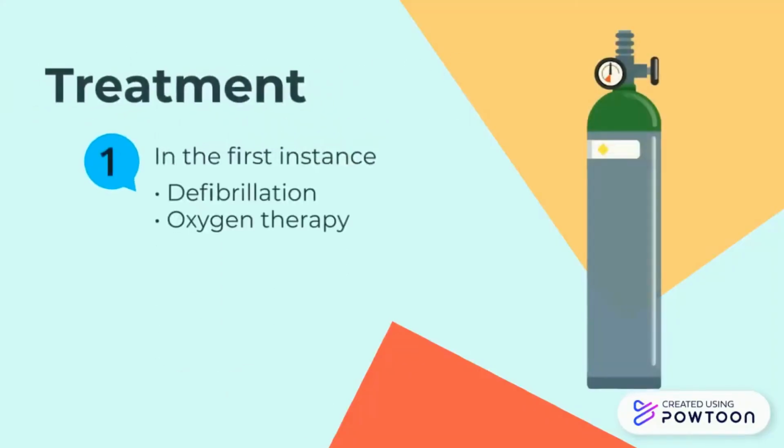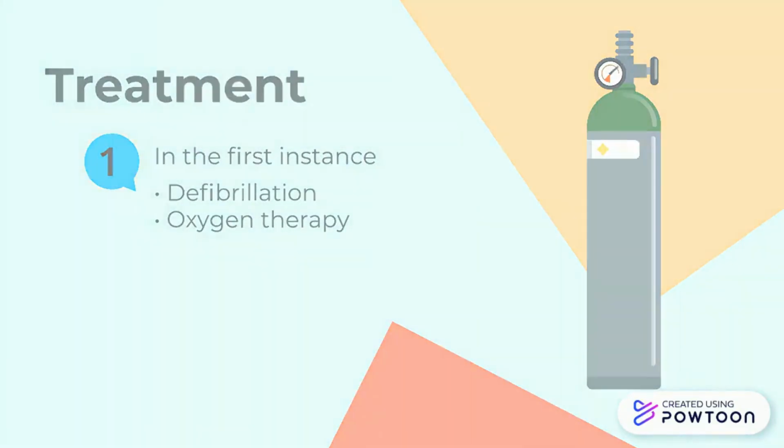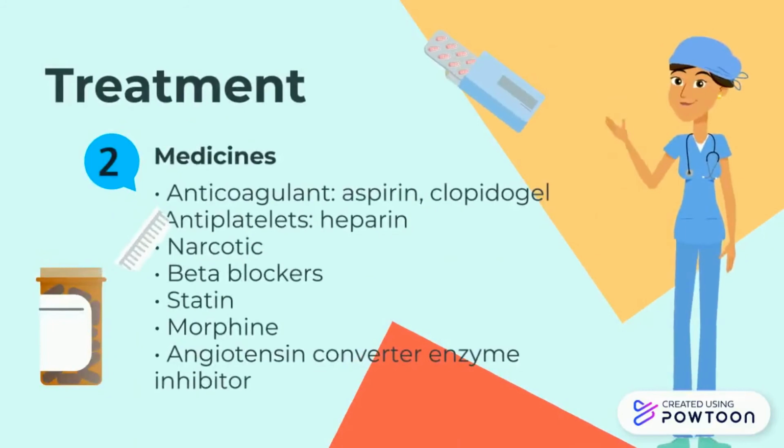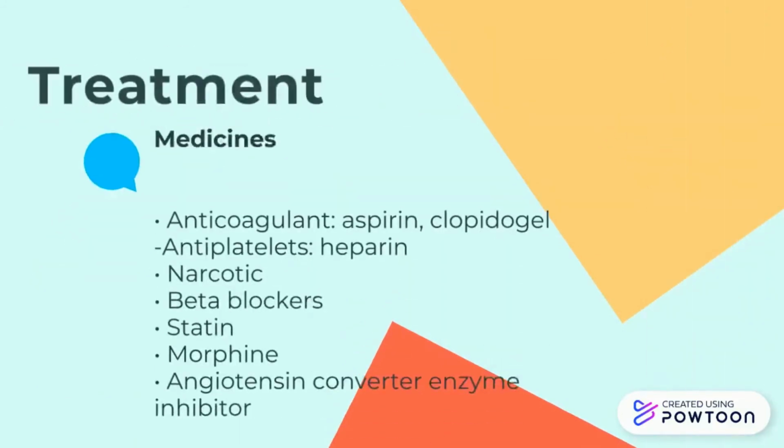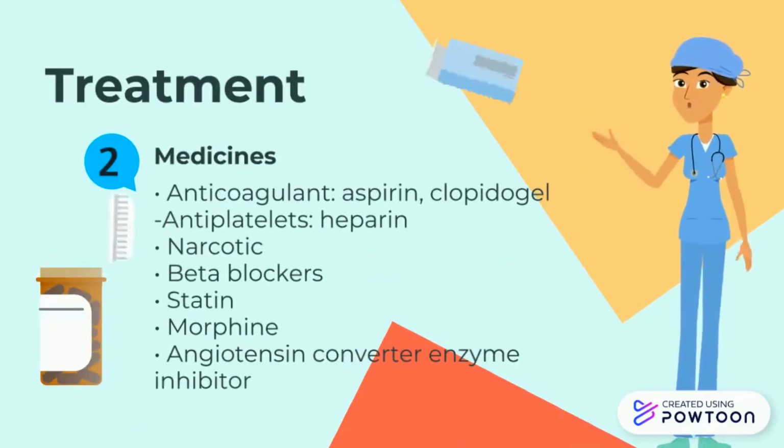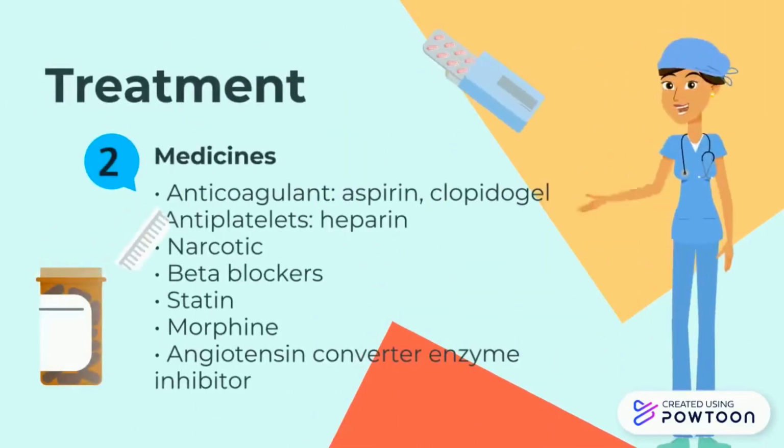Treatment depends on the duration of the hypoxic episode. A reperfusion must be carried out mainly, that is, a reoxygenation of ischemic tissue. For example, use thrombolytics to eliminate clots that occlude the arteries and administer oxygen. In the first instance, defibrillation and oxygen therapy. Anticoagulants, aspirin, clopidogrel, antiplatelets, heparin, narcotics, beta blockers, statins, morphine, angiotensin-converting enzyme inhibitors.